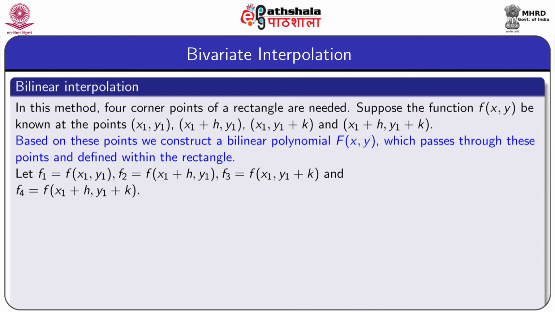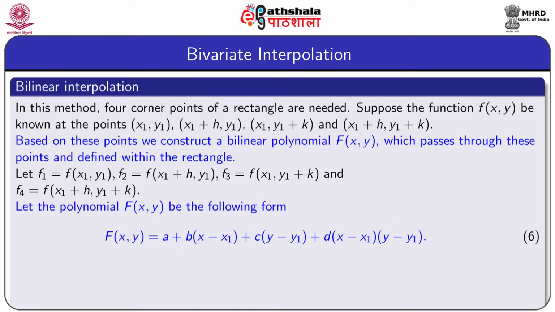So, for simplicity, we assume that small f1 equal to f of x1, y1, f2 equal to f of x1 plus h, y1, f3 equal to f of x1, y1 plus k, and f4 equal to f of x1 plus h, y1 plus k. Let the polynomial capital F of x, y be of the following form: capital F of x, y equal to a plus b into x minus x1, plus c into y minus y1, plus d into x minus x1 into y minus y1.